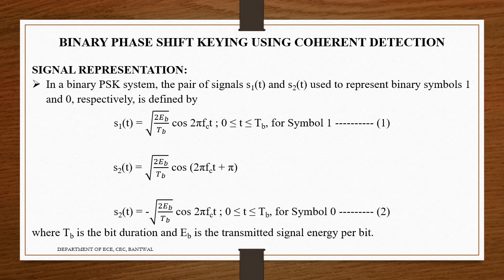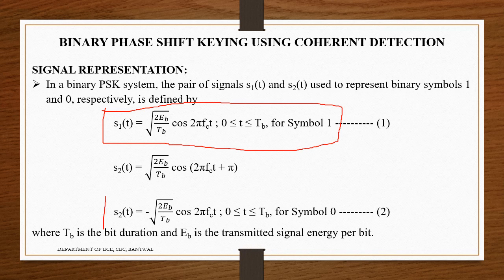You see what we have to remember. For symbol 1, it is represented as square root of 2 EB by TB into cos 2 pi fct. But for symbol 0, it is the same thing with a minus: minus square root of 2 EB by TB into cos 2 pi fct. The difference is the minus sign, because of the pi phase shift. In short, for symbol 1 it is cos 2 pi fct plus 0, but for symbol 0 it is cos 2 pi fct plus pi.